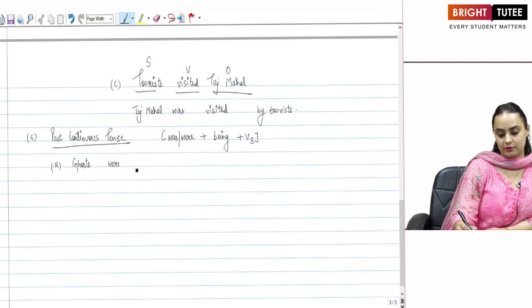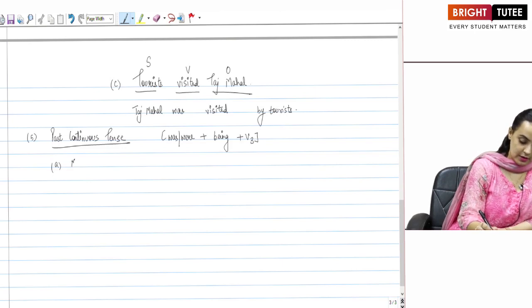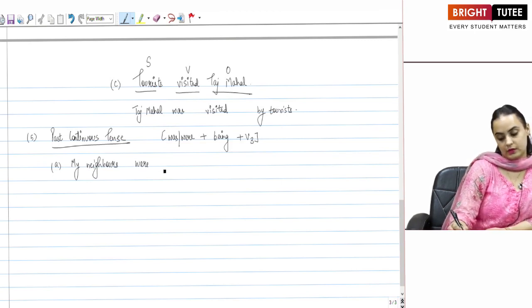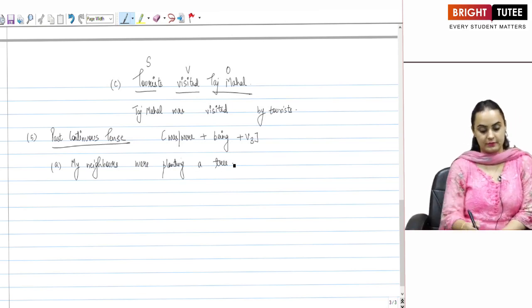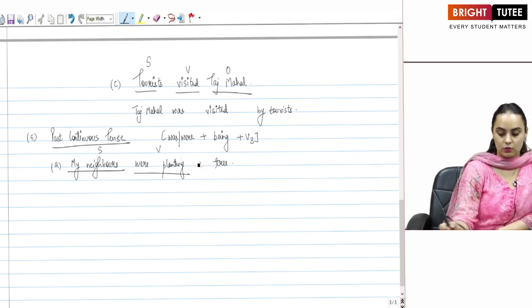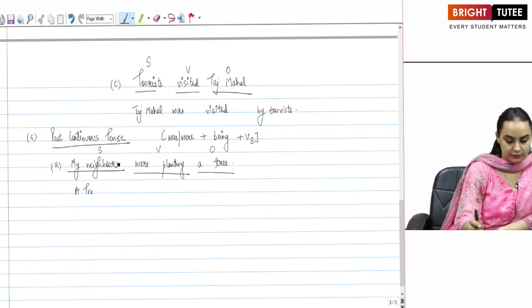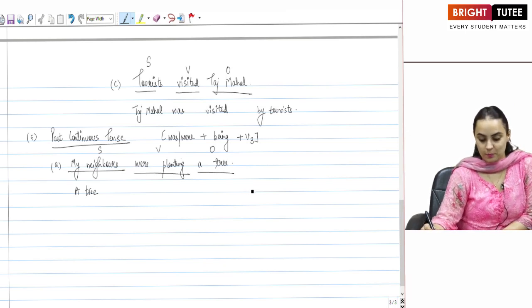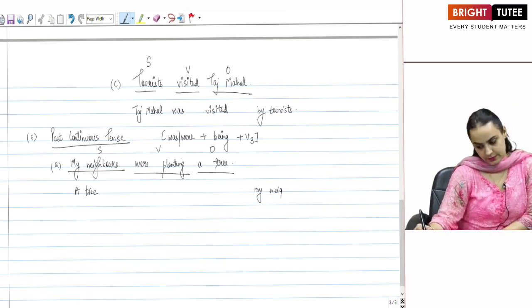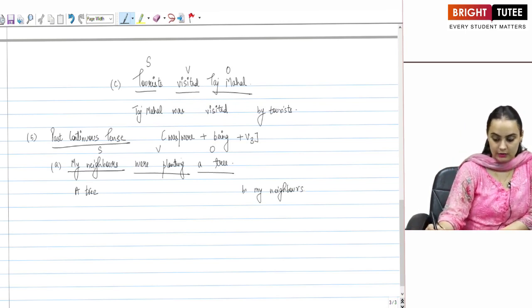Ghosts were dancing, or rather if I say, my neighbors were planting a tree. Divide subject, verb, object. Object becomes my new subject, so a tree. Subject becomes my new object, so my neighbors goes at the end, and we have to add by before it.